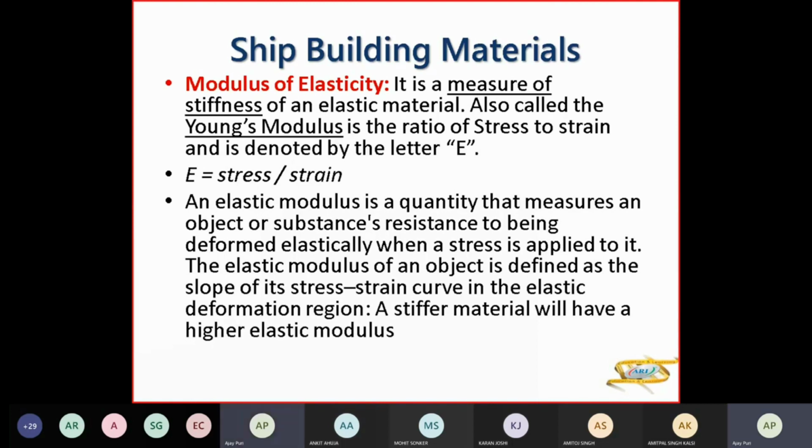Now we come to the next term, which is modulus of elasticity. That is for measuring your stress to strain. So it is defined as the stiffness of an elastic material. It is also called Young's modulus, the ratio of stress to strain, denoted by the letter E. So Young's modulus is the stiffness of the elastic material, which is equal to stress divided by strain. The elastic modulus is a quantity that measures an object or substance's resistance to being deformed elastically when stress is applied to it. And the elastic modulus of an object is defined as the slope of the stress strain curve in the elastic deformation region. So a stiffer material will have a higher elastic modulus, while a soft material will have a low elastic modulus.